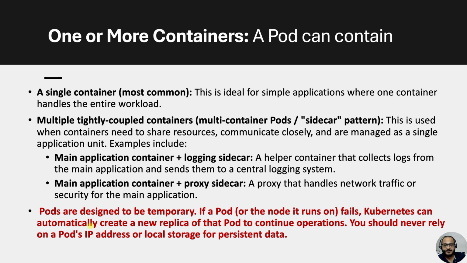You should never rely on your pod's IP address or local storage. If you want to use any kind of storage, for example to save application data or application configuration files, you have to use other options, like persistent volumes, or any mounted files you can use. There are a lot of options which we will discuss later in more detail, but just keep in mind, pods are designed to be temporary. That's why they are the smallest unit inside Kubernetes.